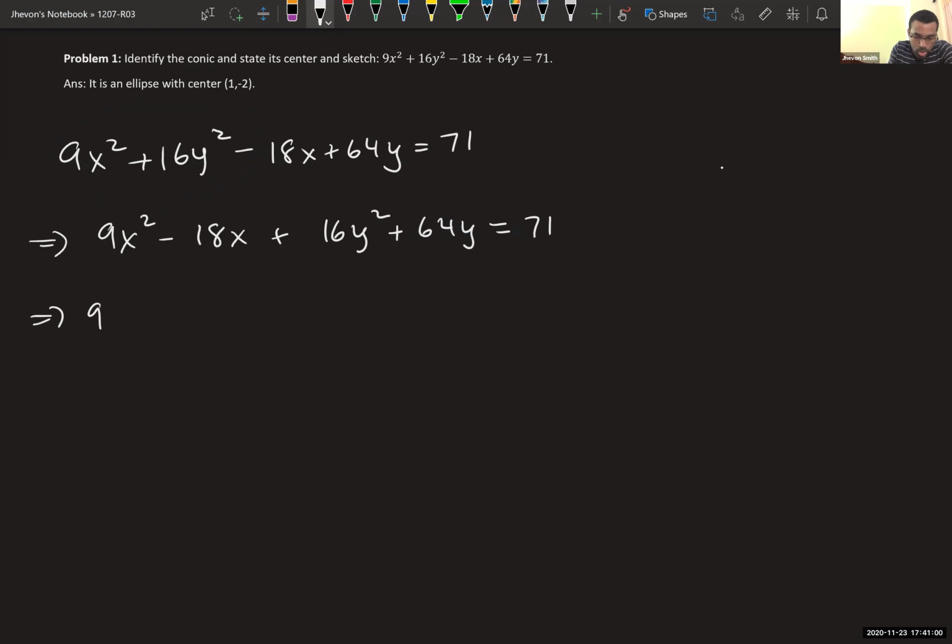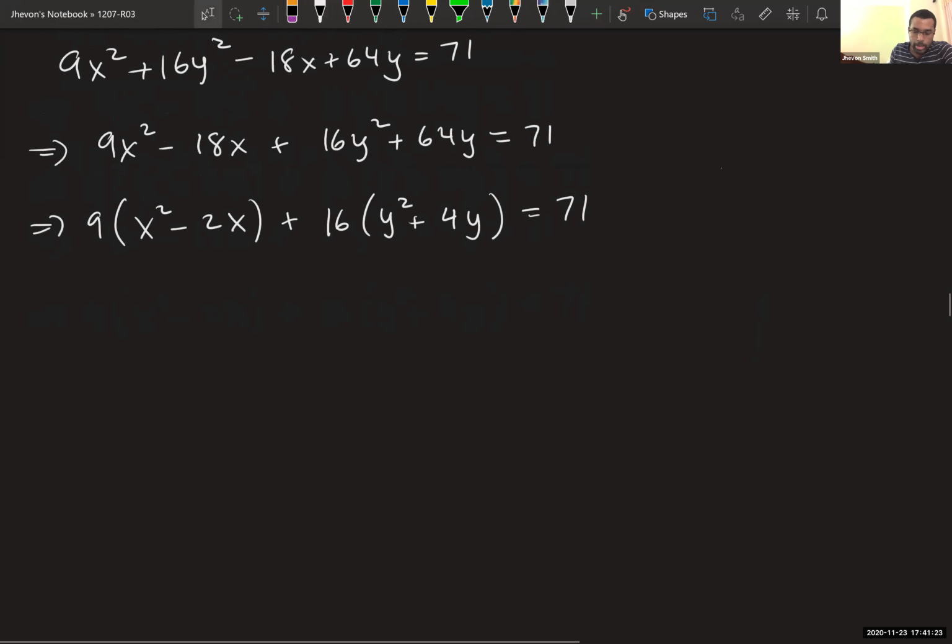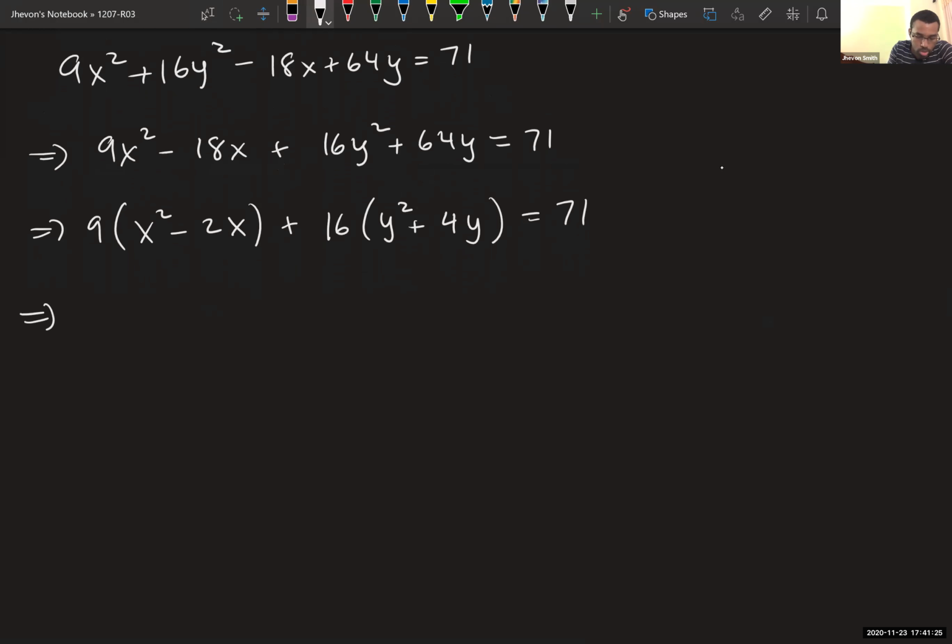Of course, to complete the square, you need the coefficient of the squared terms to be 1. So I would factor out the common 9 from the x's. I would factor out the common 16 from the y's, which I think 16 goes into 64 4 times.